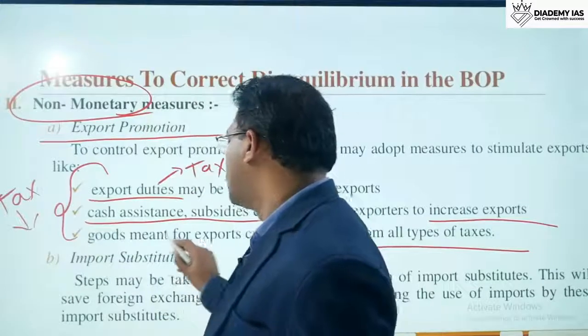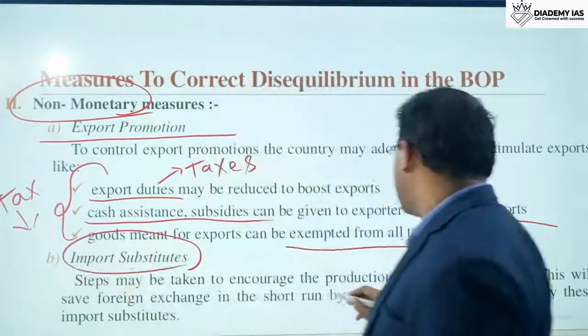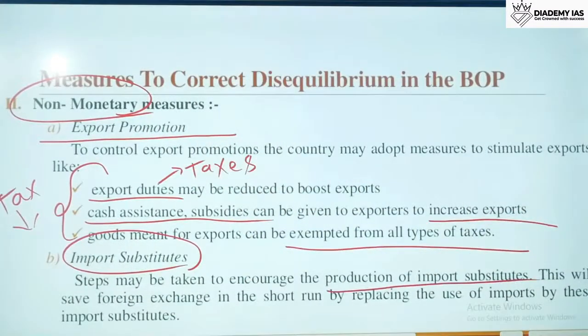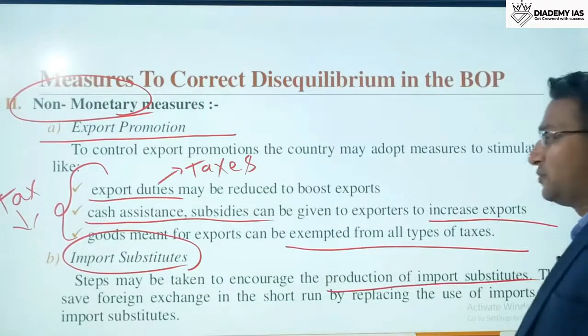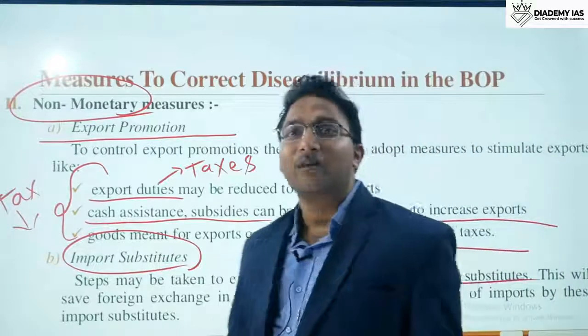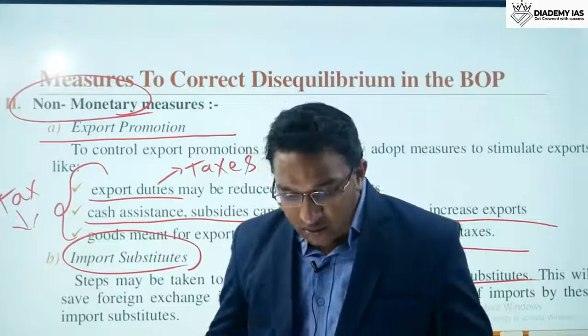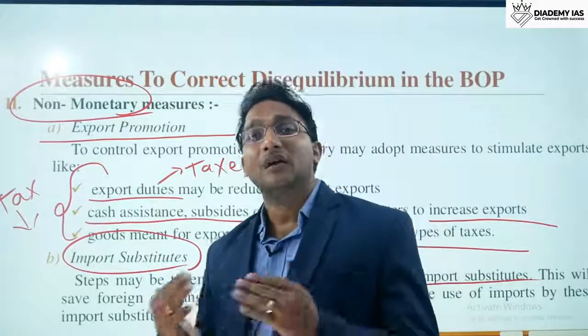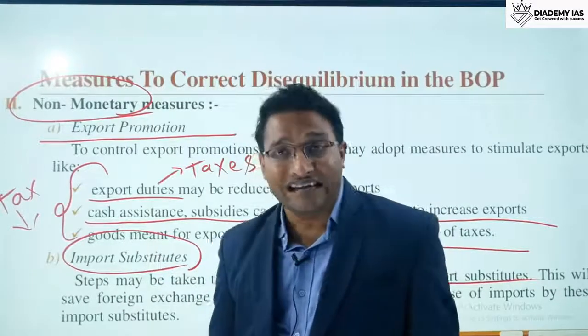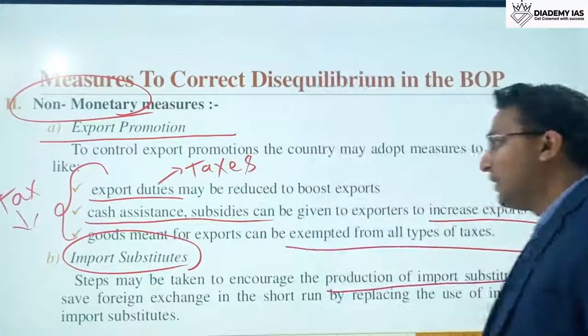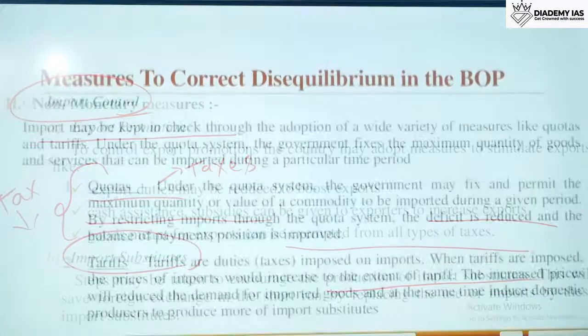Second, import substitution. Steps may be taken to increase the production of import substitutes. This will save the foreign exchange in the short run by replacing the use of imports with these import substitutes. So as much as possible, we should observe those items which are much in demand and we should establish the manufacturing facility. The government has undertaken the project of Make in India to ensure that import is substituted.